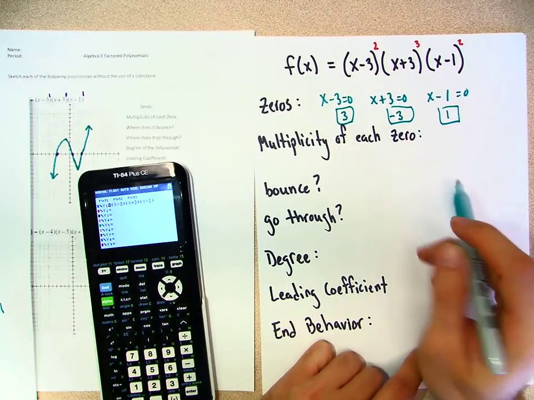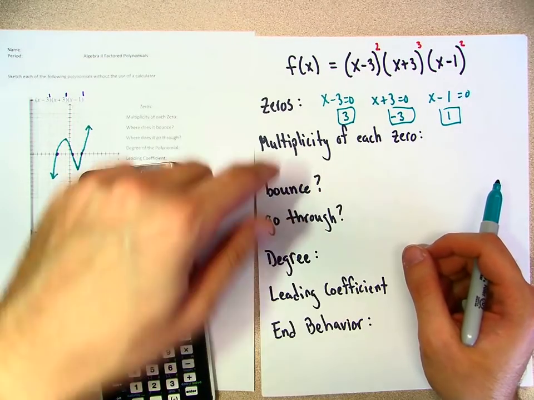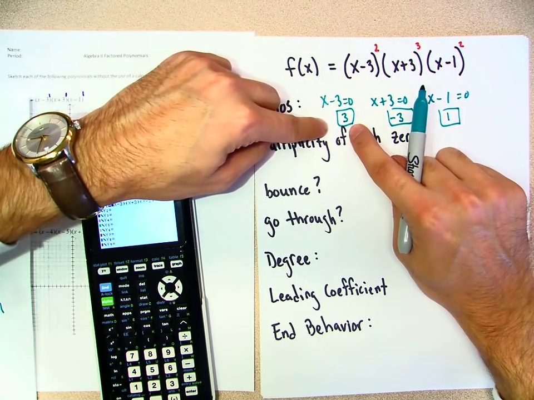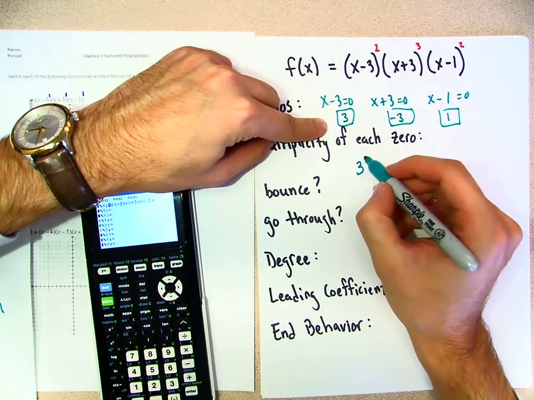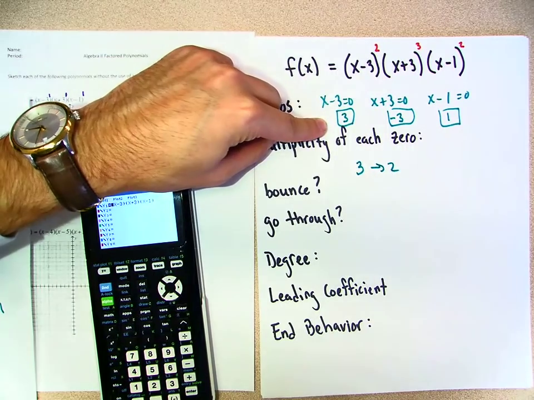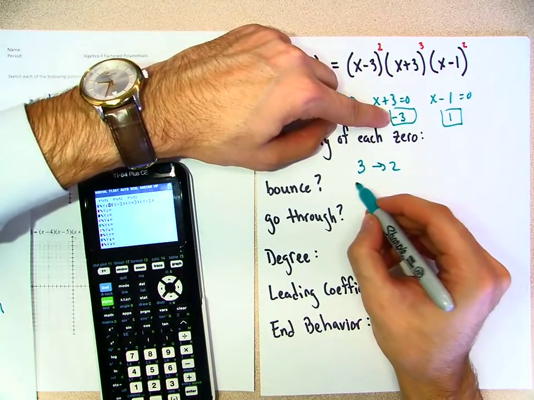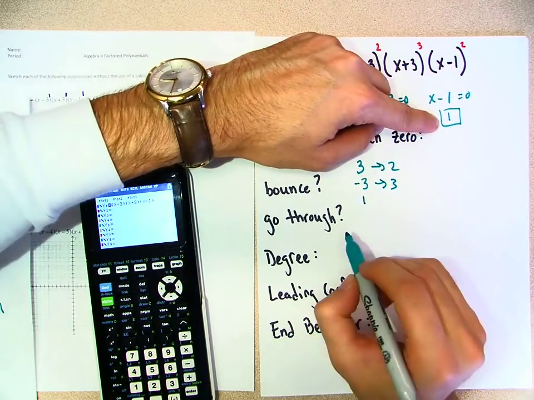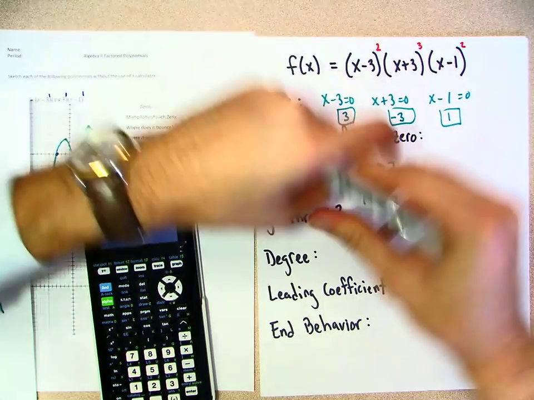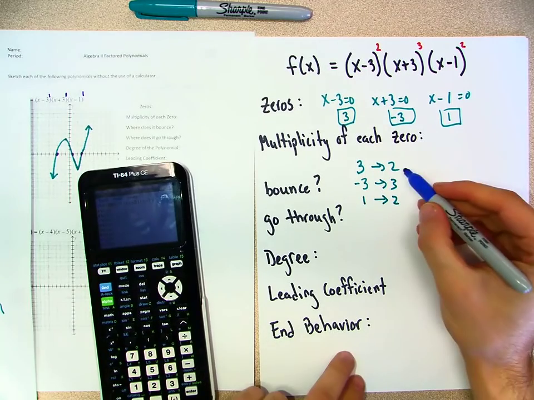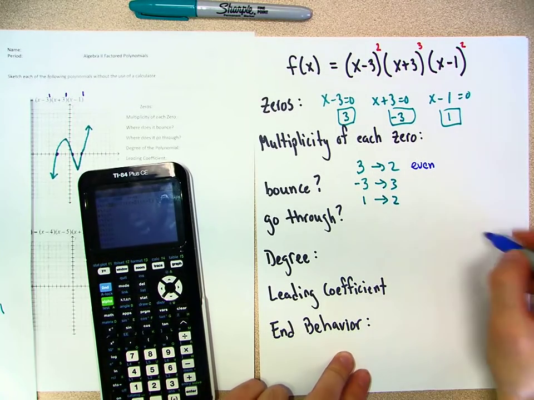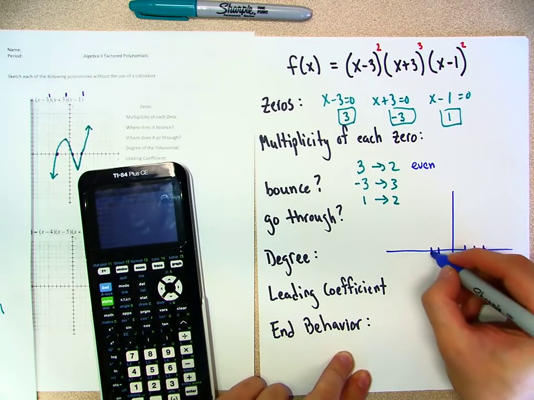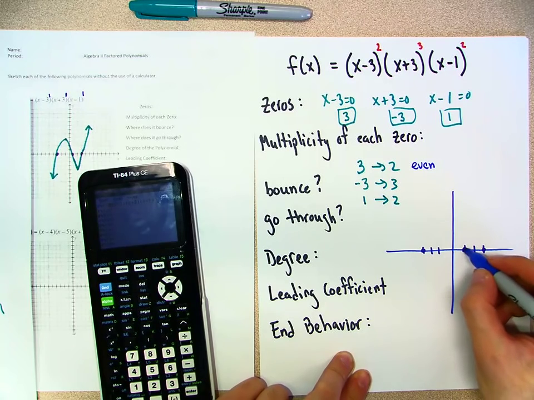Now let's take a look here. What are the multiplicities of each 0? So here, because this is the binomial for this 0, my multiplicity for 3 has to be 2, okay? What's the multiplicity for the minus 3? It's 3. And what's the multiplicity for the 1? It's 2. And notice that here, 2 is what kind of number? It's even. So we know that if we graph this polynomial, these are my zeros, right? This is 3, this is minus 3, and this is 1.